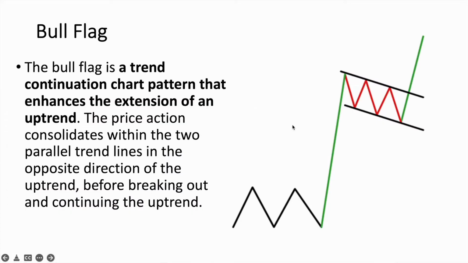The bull flag. The bull flag is a trend continuation pattern that enhances the extension of an uptrend. The price action consolidates within the two parallel trend lines, in the opposite direction of the uptrend, before breaking out and continuing the uptrend. Now look at the what? The spike up in price. The bull run, a very massive one.